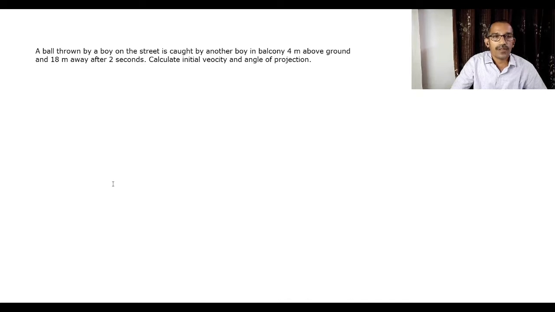A ball thrown by a boy on the street is caught by another boy in a balcony 4 meter above ground and 18 meter away after 2 seconds. Calculate initial velocity and angle of projection. That means u0 and theta 0 to find out. Always we'll try to draw a simple figure for the problem so that solving the problem becomes easy.